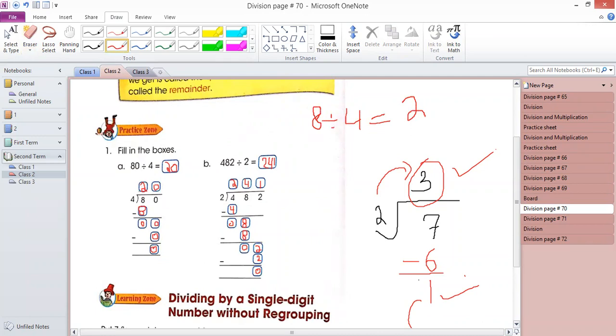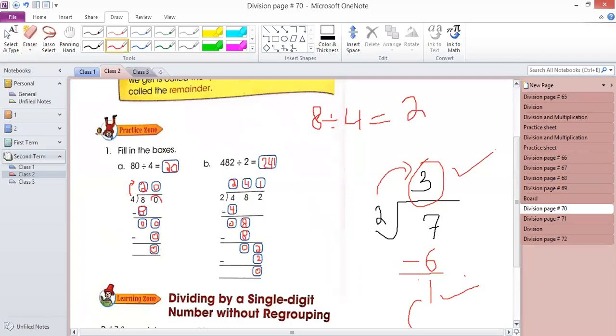Good. The next step is to multiply. Multiply this 4 by 2 and write down the 8. So 4 2s are 8. Write down 8 minus 8, 0. Next step is to subtract. Multiply, then subtract. Now, you finish division with 8.